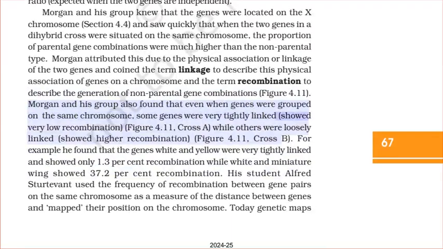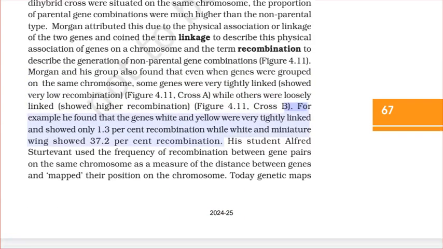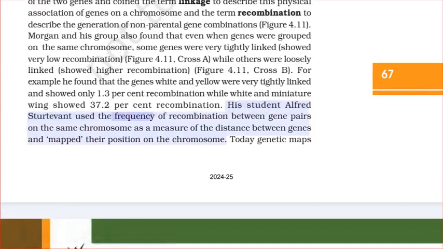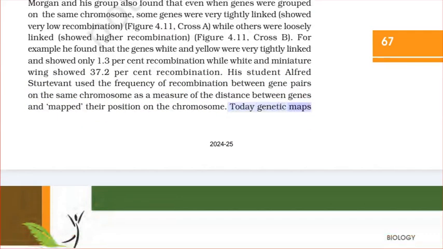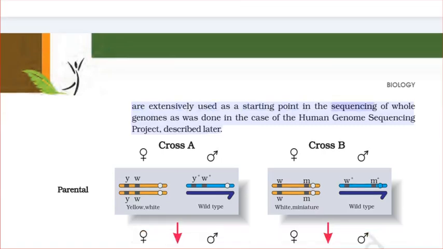Morgan and his group also found that even when genes were grouped on the same chromosome, some genes were very tightly linked and showed very low recombination, while others were loosely linked and showed higher recombination. For example, he found that the genes white and yellow were very tightly linked and showed only 1.3% recombination, while white and miniature wing showed 37.2% recombination. His student, Alfred Sturtevant, used the frequency of recombination between gene pairs on the same chromosome as a measure of the distance between genes and mapped their position on the chromosome. Today, genetic maps are extensively used as a starting point in the sequencing of whole genomes, as was done in the case of the Human Genome Sequencing Project, described later.